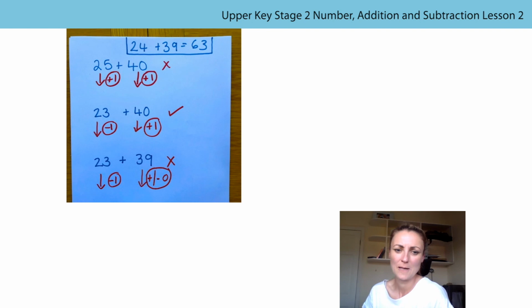The final one, 23 add 39. Well, 24 has been decreased by 1, we've subtracted 1, but 39, well, actually nothing has been done to that addend. We haven't added or subtracted anything, so that's not right, and I can see that for sure. So the middle one was the one that was right.